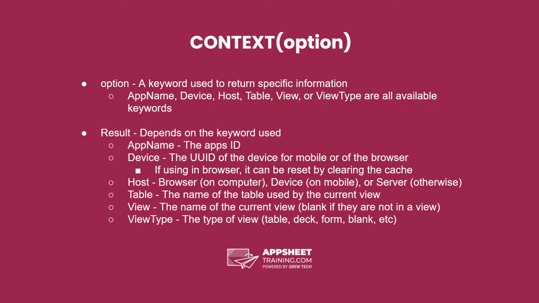As you can see here, we've listed all of the available keywords and the results for each one. I'm not going to go over each of these individually, but if you'd like to pause and look over it, you're more than welcome to. If you'd like more information about this, the AppSheet documentation is very thorough about what each of these do and can be very useful. That being said, the available keywords are app name, device, host, table, view, or view type.